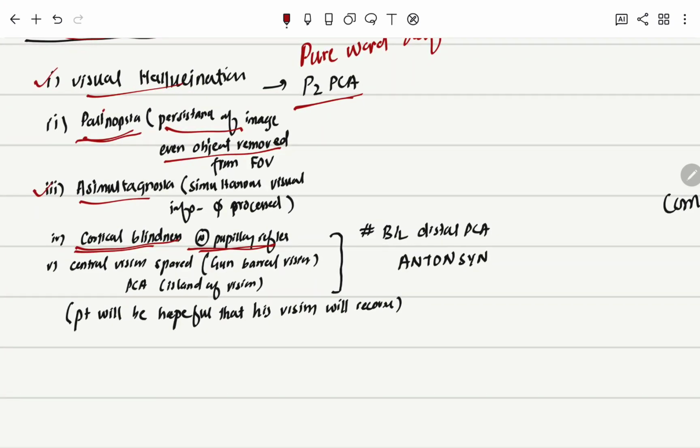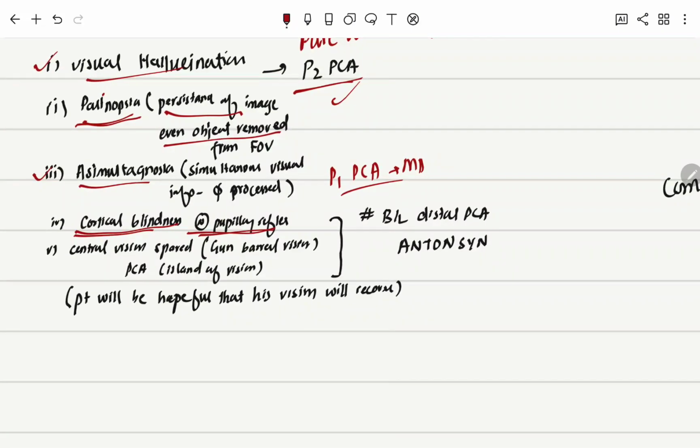I already narrated that the P1 segment of the posterior cerebral artery supplies the midbrain. If this is okay and only the P2 part is hampered, the patient is going to have cortical blindness with a normal pupillary reflex. Central vision is sometimes spared because it is supplied by the anterior cerebral artery and some branches of the middle cerebral artery.